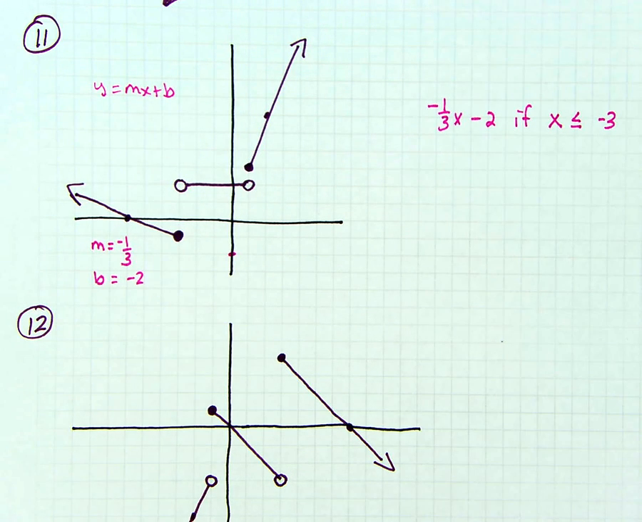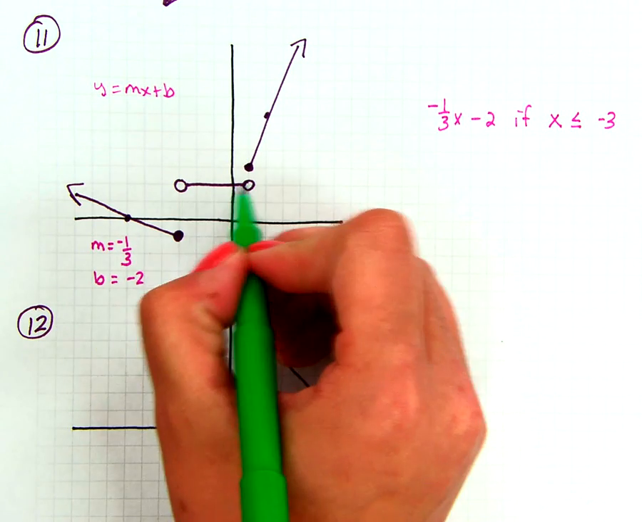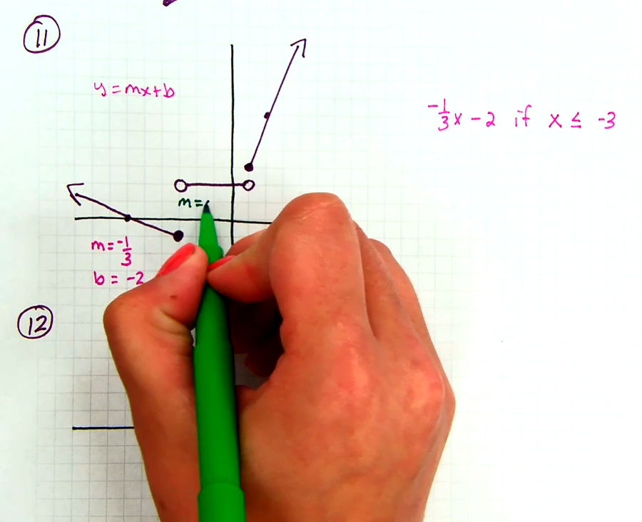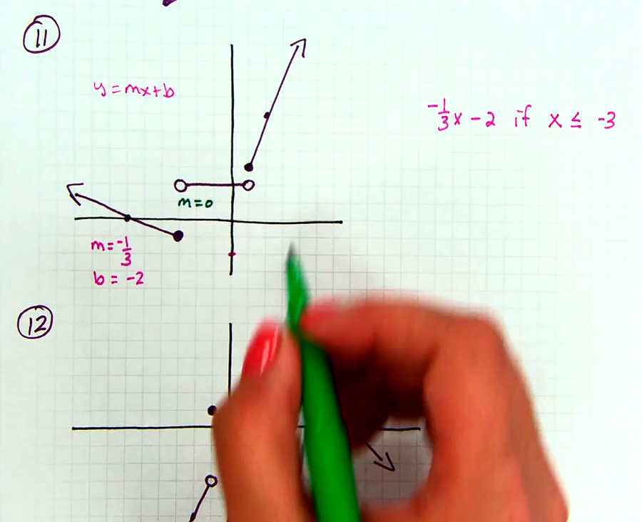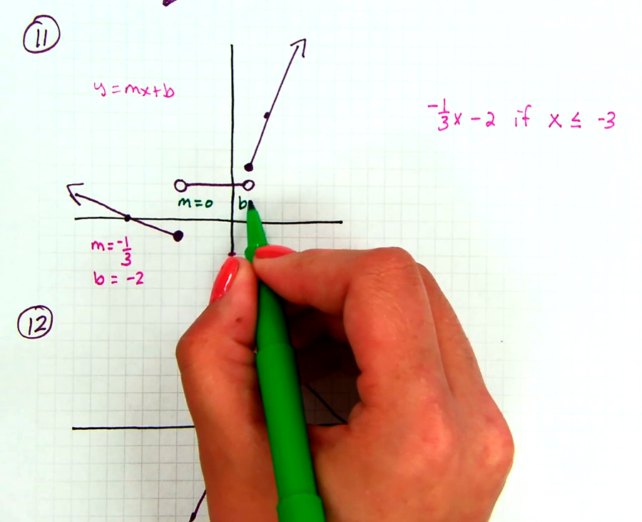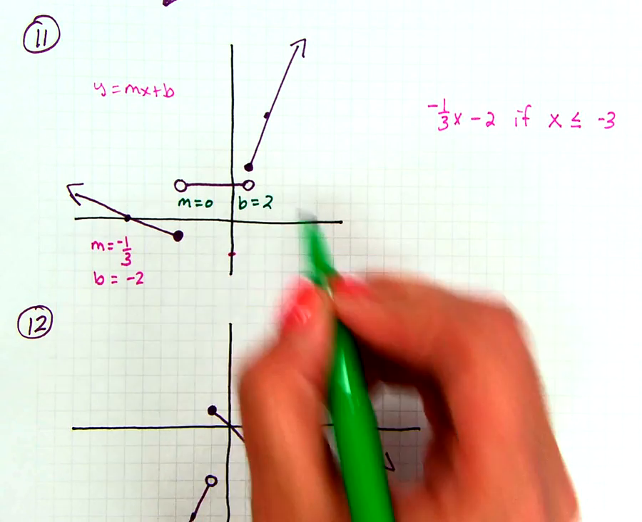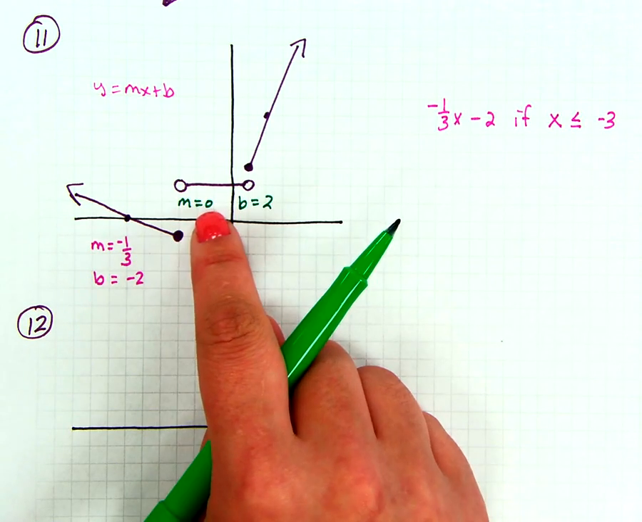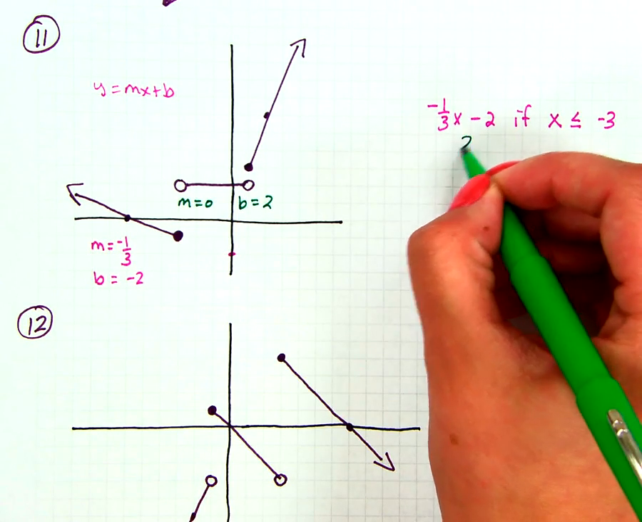All right, so now we're going to do the middle piece. So again, it's a horizontal line, so that means our slope has to be 0. And then our b value is at 2. So again, since m is 0, we're not even going to write it. So our equation is just 2 if.